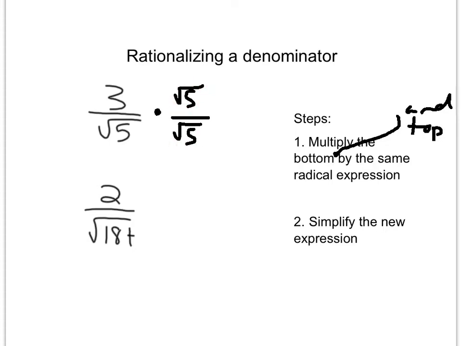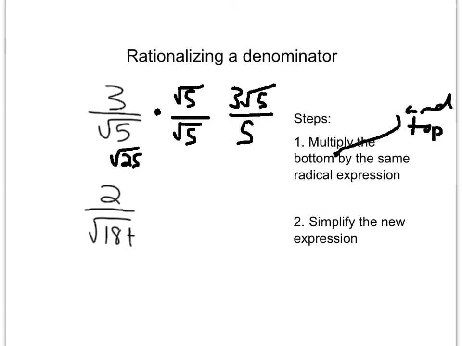So now I can take 3 times the square root of 5, and that looks like this, over, and we just learned this, the square root of 5 times the square root of 5. Well, that's like the square root of 25. So the radical disappears now, and that's just 5. So now I've got 3 times the square root of 5 all over 5.